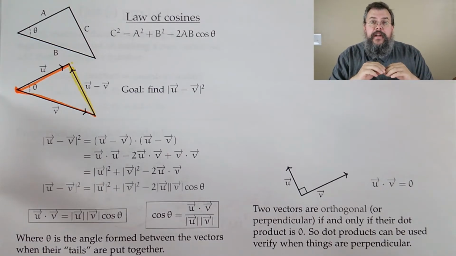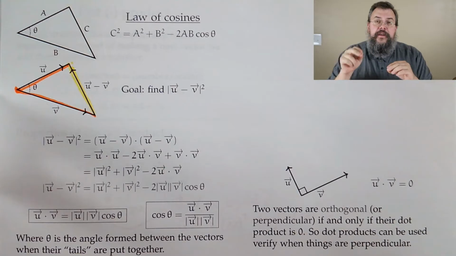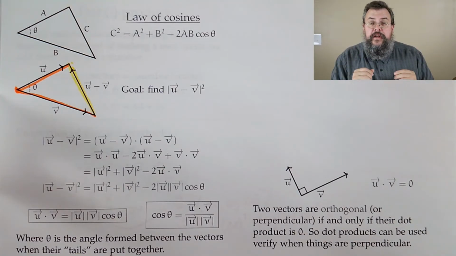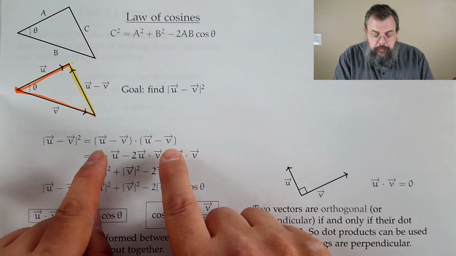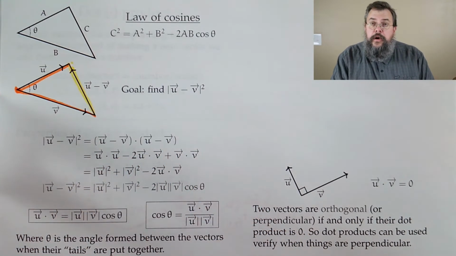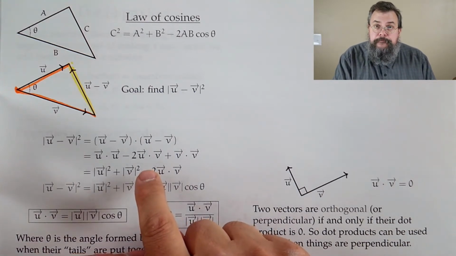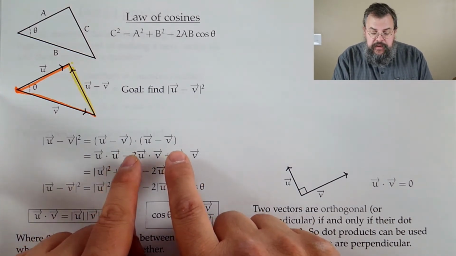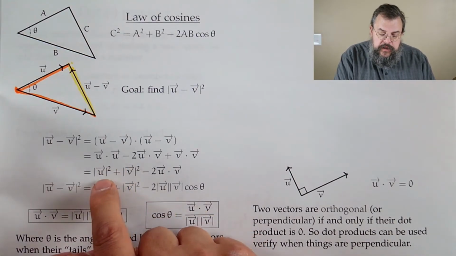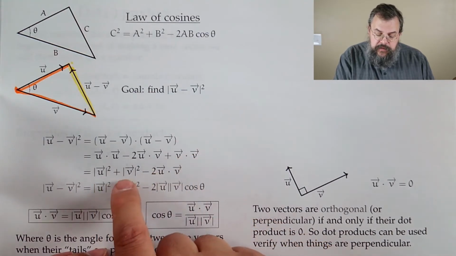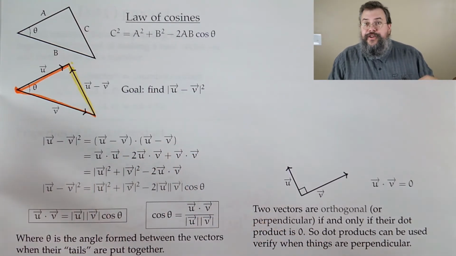You see, the ability to distribute through, that distribution property, is what allows foiling to happen. So we'd have u dot u, then we'd have a minus u dot v and a minus v dot u. But u dot v and v dot u are the same thing, so we could really say it's two copies of u dot v. And then on the end, it'd be a v dot v. And now we say, well, okay, u dot u is just the magnitude of u squared, and v dot v is the magnitude of v squared. And then we have this leftover piece, which is u dot v, which is what we're trying to understand.